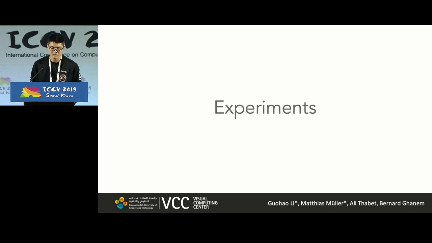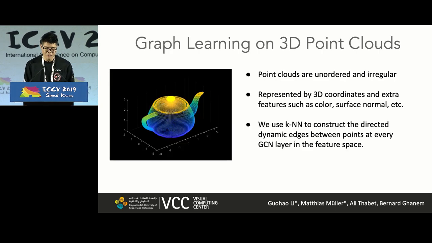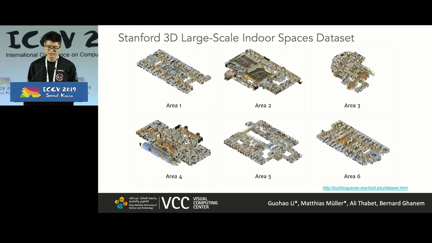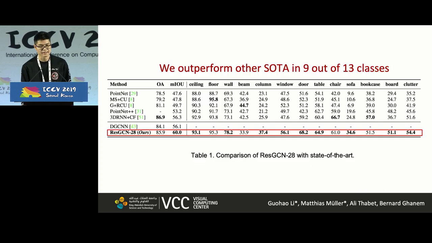Now let's see some results. We consider semantic segmentation on point clouds in our experiment. Using a GCN is a natural choice since point clouds are unordered and irregular. We use the Stanford 3D large-scale indoor dataset. As you can see in the table, we outperform state-of-the-art methods in 9 out of 13 classes.